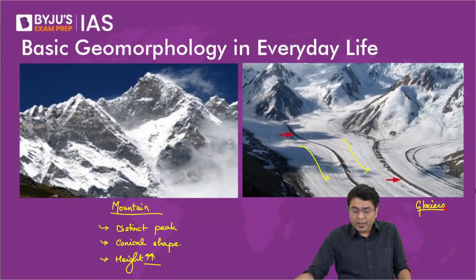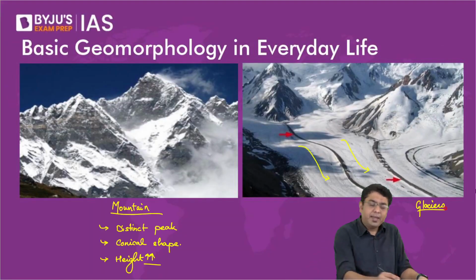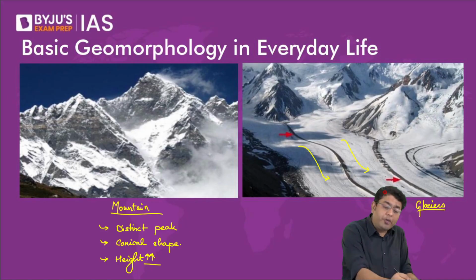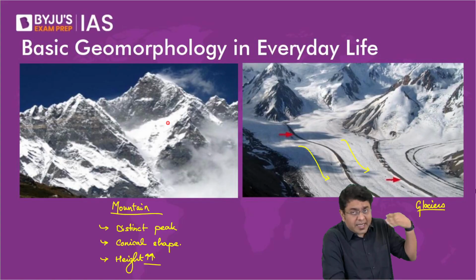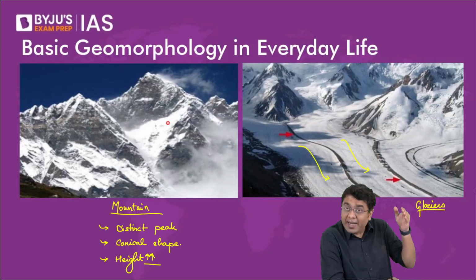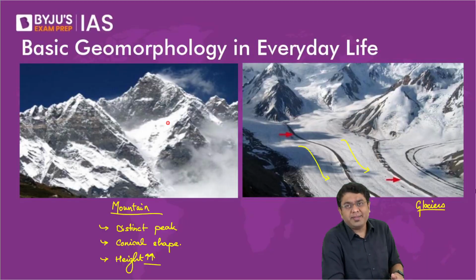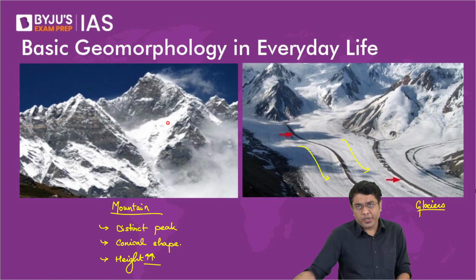Glaciers: from the top of the mountain, a lot of ice and snow keeps on accumulating. Slowly and steadily, they start rolling down these slopes, aided by the gravitational pull. That slow movement of ice is known as a glacier.